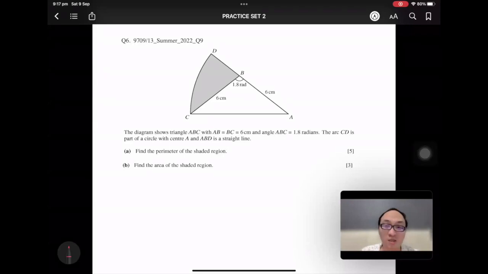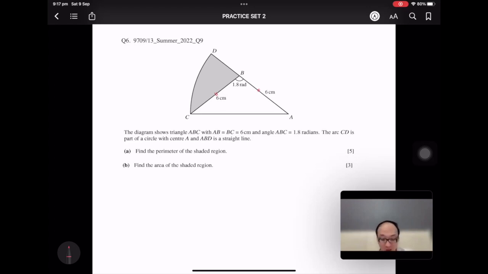Next, number 6. The diagram shows triangle ABC with AB equals BC. So this is equal, yeah? Angle ABC is 1.8 radian. The arc CD is part of the circle, center A. ABD is a straight line. Find the perimeter of the shaded region. So for the perimeter of the shaded region, we have to find the length of CD, BC, and BD.